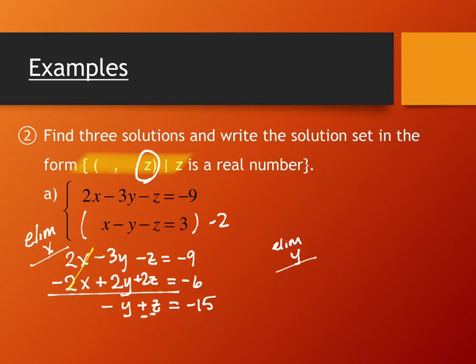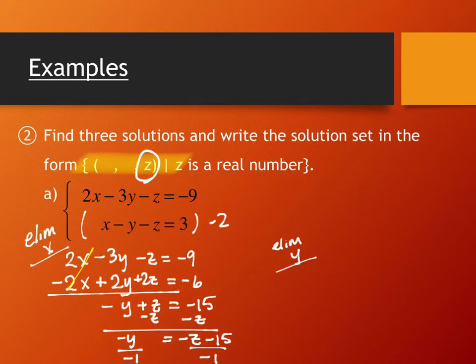So I'm going to move the z, so -z. So now I have -y equals, you can either write -z minus 15 or -15 minus z. It doesn't make any difference. And then, of course, I'm going to solve for y, which means I need to either multiply or divide by -1.